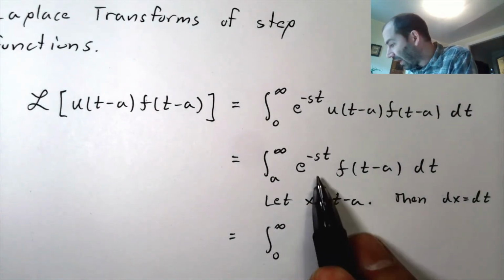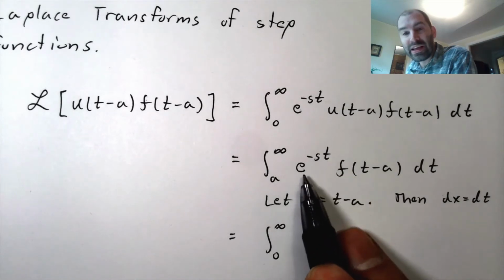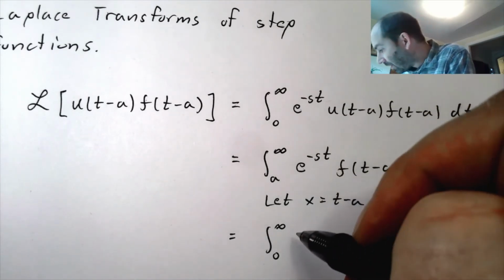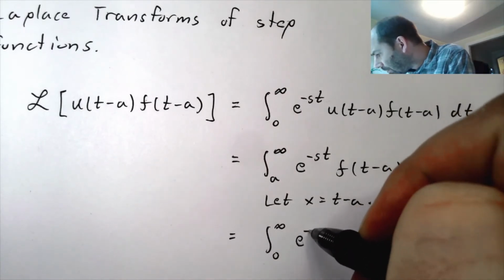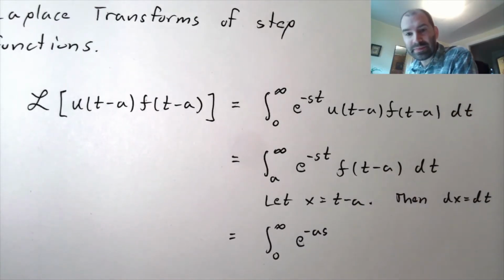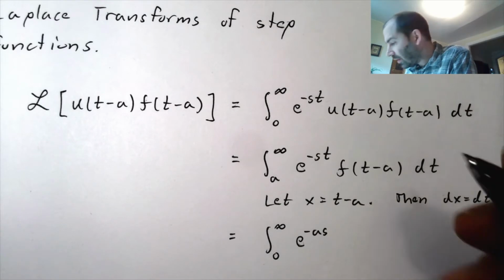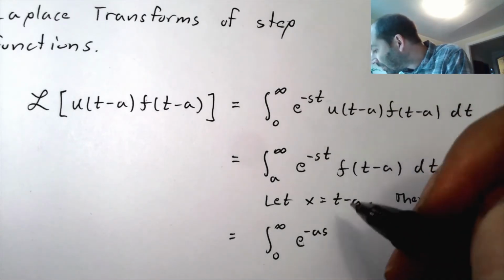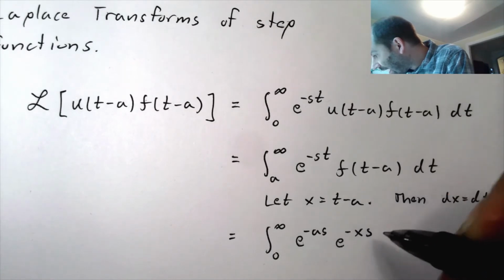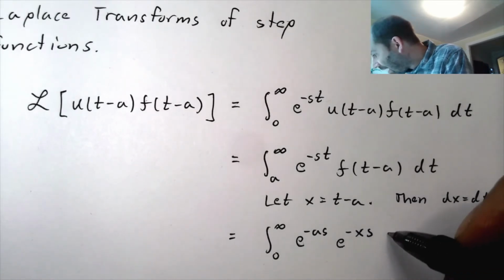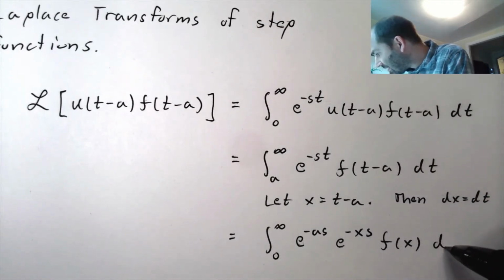Now t is equal to x plus a, so I can insert that in here. So what I'm going to get is e to the minus as times e to the minus xs f of x dx.